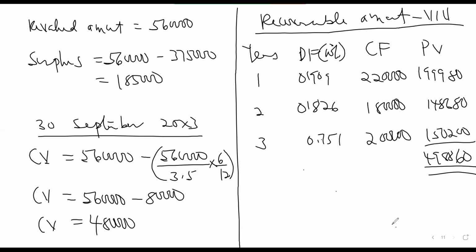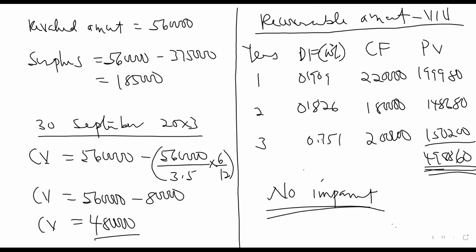Is there any impairment on this asset? The carrying value is 480,000. And this one? No. So there is no impairment on this particular asset.